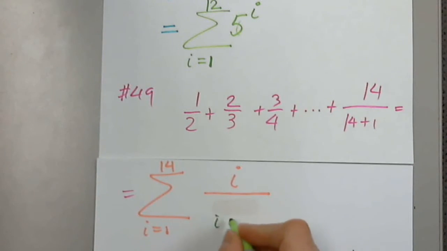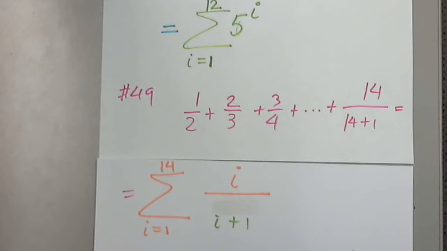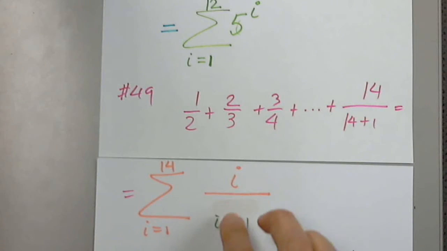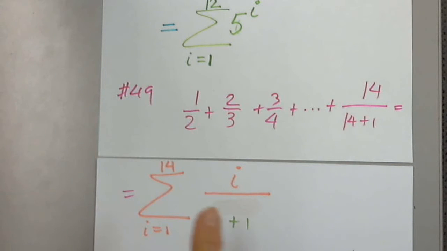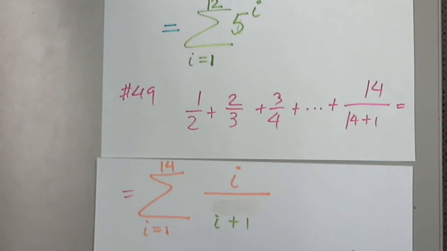Exactly. Indeed. Let's check. When i is 1, top is 1, 1 plus 1 is 2. First term is accounted for. When i is 2, 2 plus 1 is 3. The second term is accounted for. When i is 3, 3 plus 1 is 4. Last one, 14 at the top, 14 plus 1 at the bottom. Is that clear? Yes? Very good. Another one?